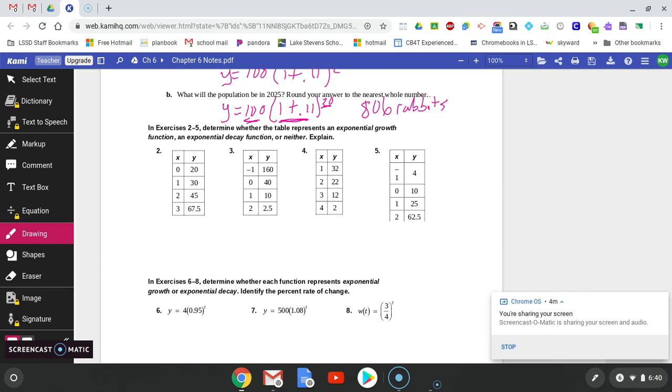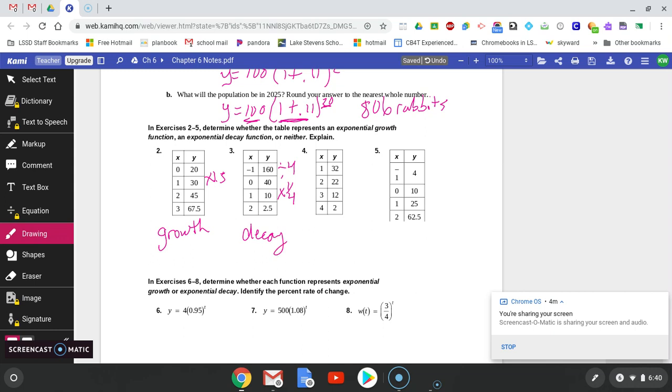Okay, so on the first one, to go from 20 to 30 to 45 to 67.5, we're actually multiplying by 1.5, which means this is going to be an exponential growth function. On the next one, 160 to 40 to 10 to 2.5, I'm actually dividing by 4, which is the same thing as multiplying by 1/4. So this is an exponential decay.